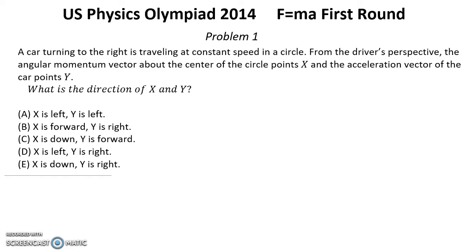Problem 1. A car turning to the right is traveling at constant speed in a circle. From the driver's perspective, the angular momentum vector about the center of the circle points x and the acceleration vector of the car points y. What is the direction of x and y?